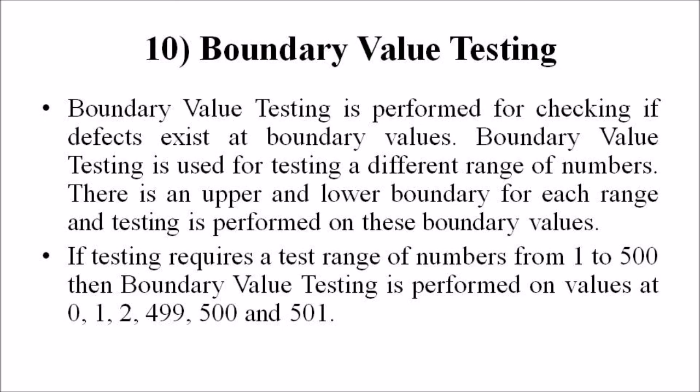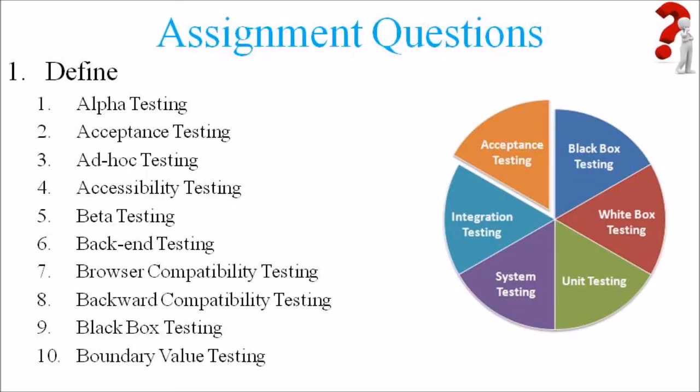So my dear students, in this lecture we have discussed 10 different types of software testing. Kindly go through this assignment question. The question is, define alpha testing, acceptance testing, ad hoc testing, accessibility testing, beta testing, backend testing, browser compatibility testing, backward compatibility testing, black box testing, boundary value testing.